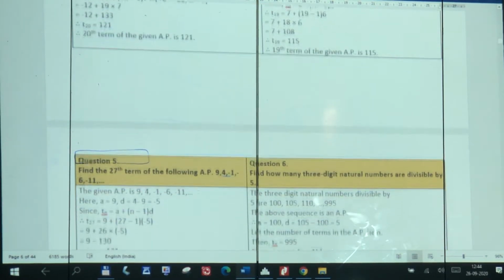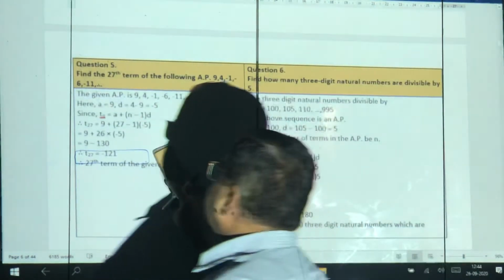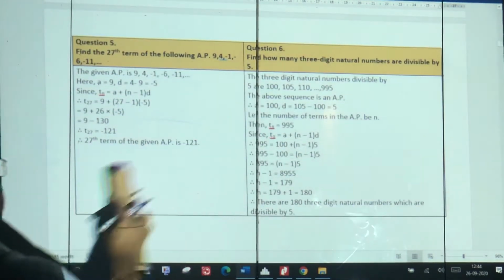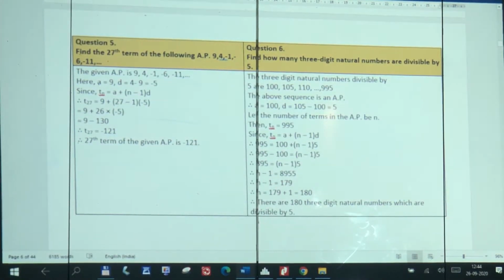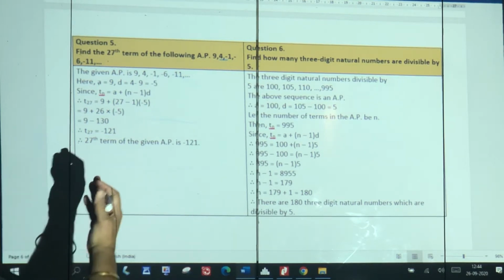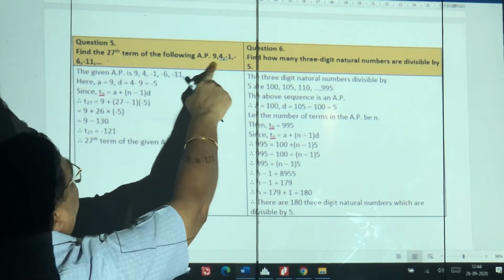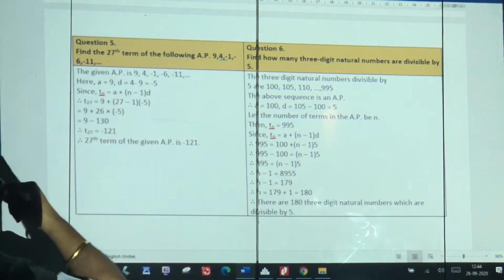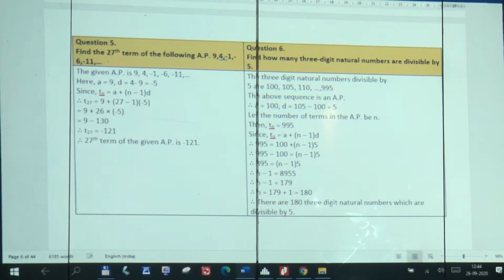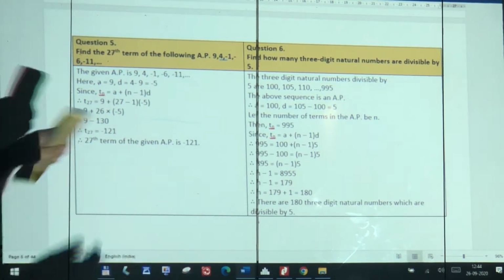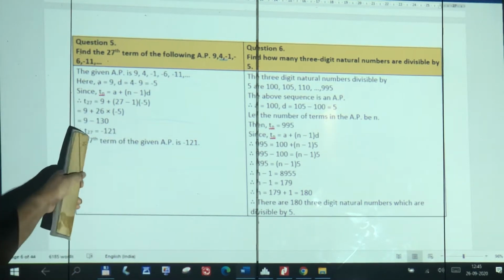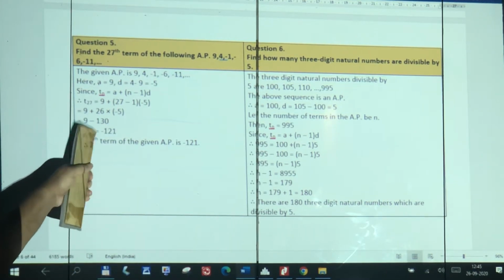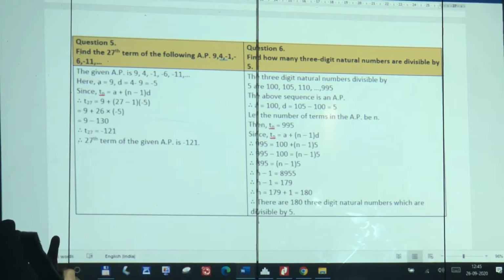Let us have a look at another type of sum. Find the 27th term. So what difference does it make? I don't see any difference. A is already there, the difference I can find is minus 5. Tn is a plus n minus 1 d. They give it like this, they give it like this. Don't worry, this will come, as I told you, for a mark. They won't give you 10 marks for this.